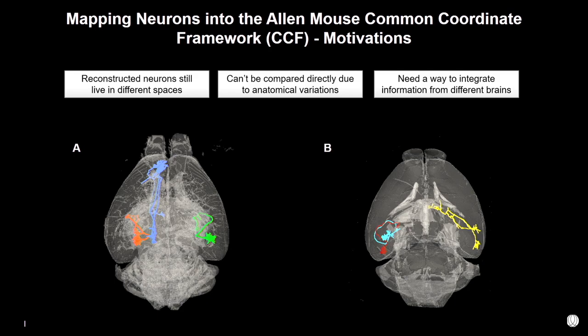This is because after the reconstruction, we have very beautiful data. But this data still lives in different spaces, and they cannot talk to each other. This is just because each brain has different size, orientation, and anatomical variations. So by registering them together, we are going to have a way to integrate all this information together.